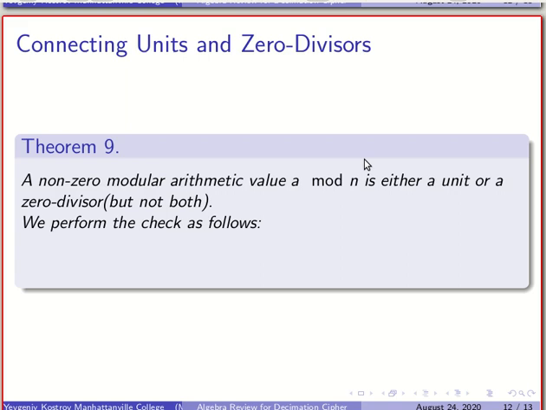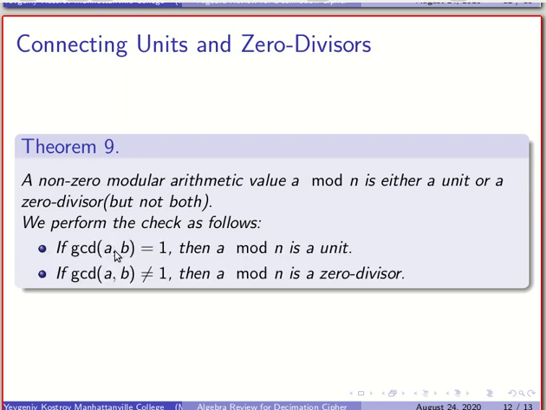So how do we perform a check? To perform a check, we just need to calculate one thing. We just have to calculate the GCD of a and n. I said b, but that's a mistake. It should be n. Sorry. If the GCD of a and n is equal to 1, then a mod n is a unit. But if the GCD of a and n is not equal to 1, then a mod n is a zero divisor. That's it. So the only thing we need to calculate is the GCD. That's the beauty of this calculation.